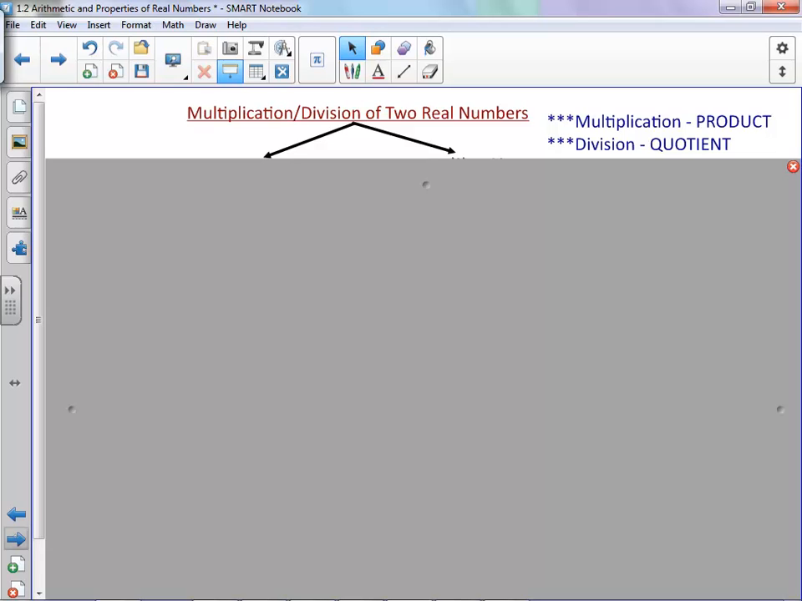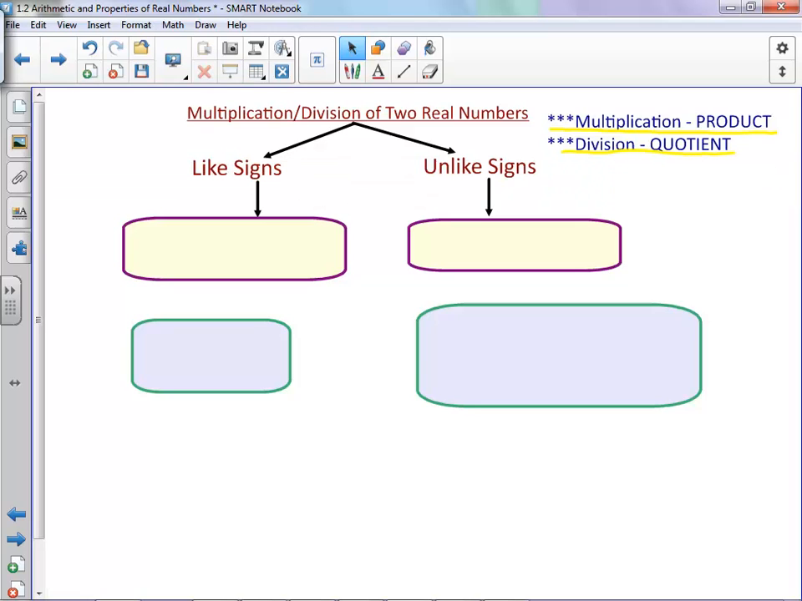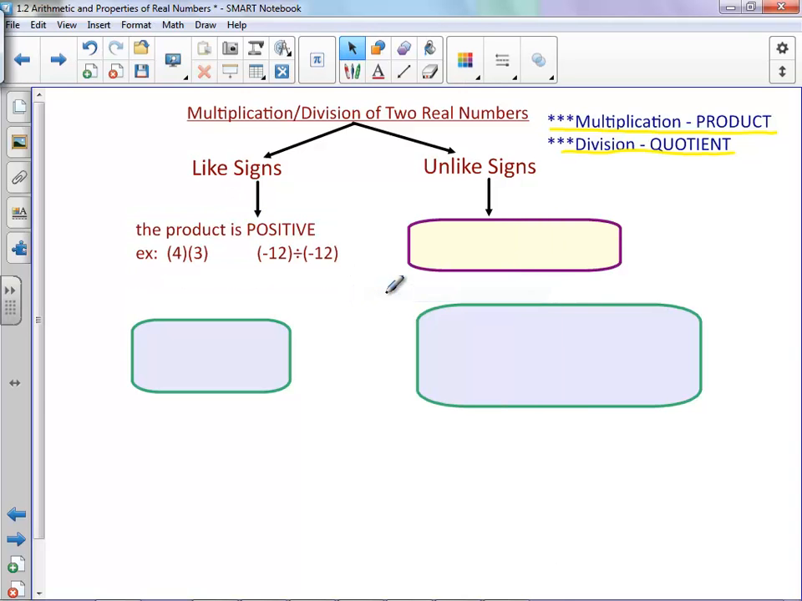Next up, we have multiplication and division of two real numbers. Two things to keep in mind. Multiplication, you will also see the word product. With division, you may also see the word quotient. And those two words mean the multiplication and division. So same idea, when we have like signs, remember that they're both positive or they're both negative. And in this case, the product's always going to be positive.